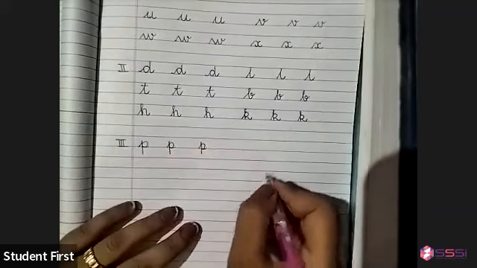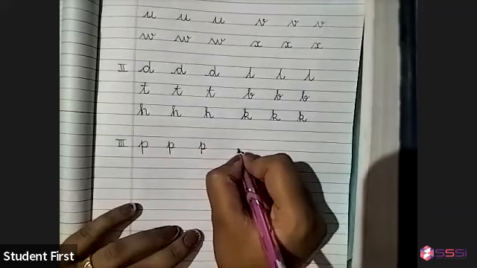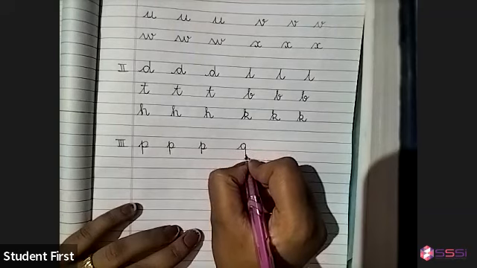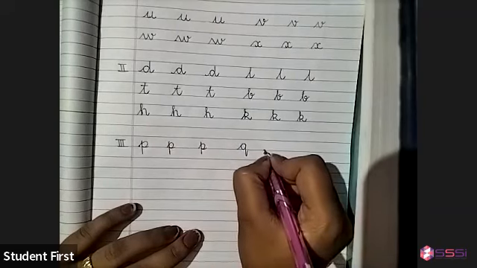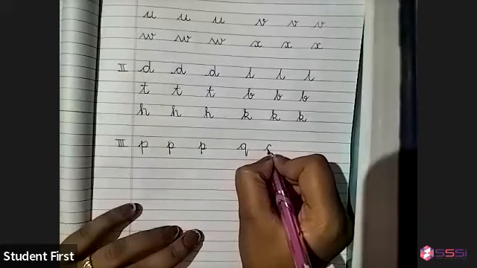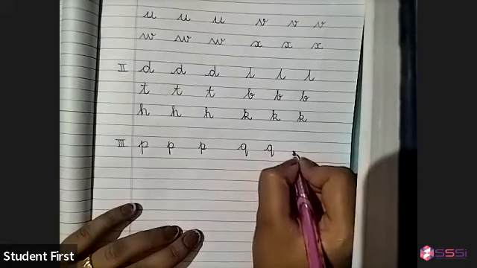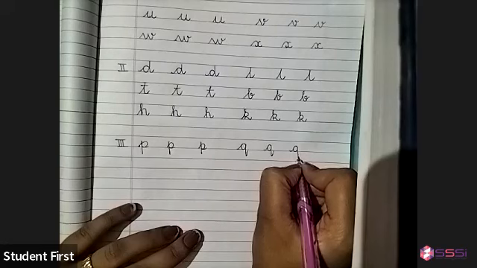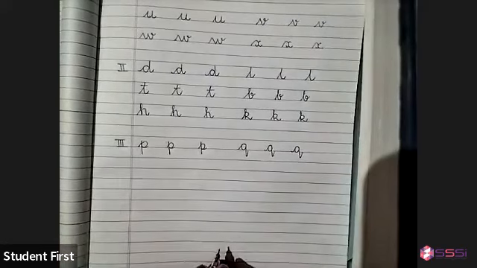So this way we'll make P. Next comes the letter Q. So we'll move it like A. Then we fall below, we move down, and then a small curve. So this way we make Q.